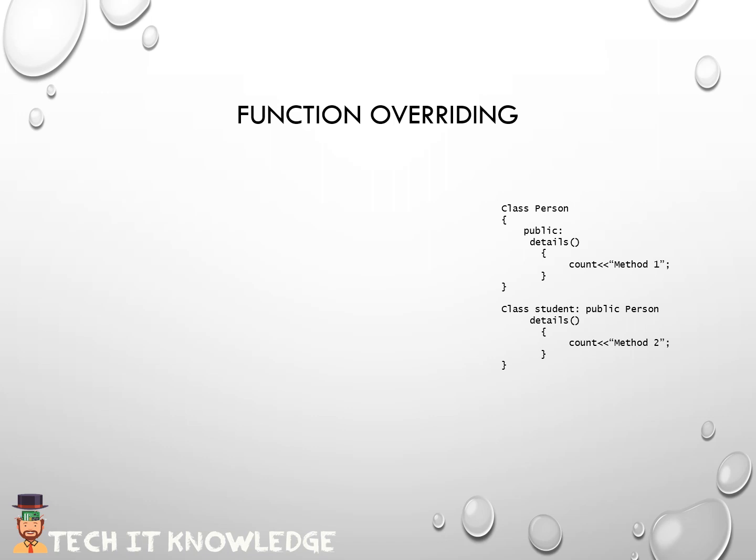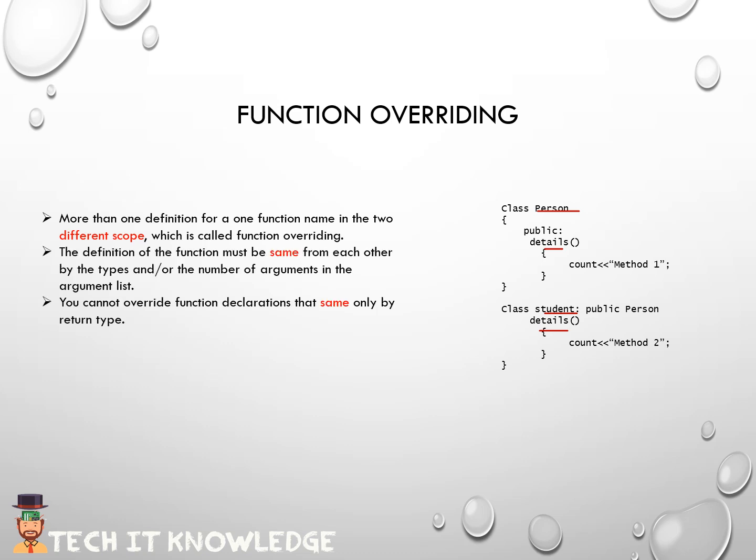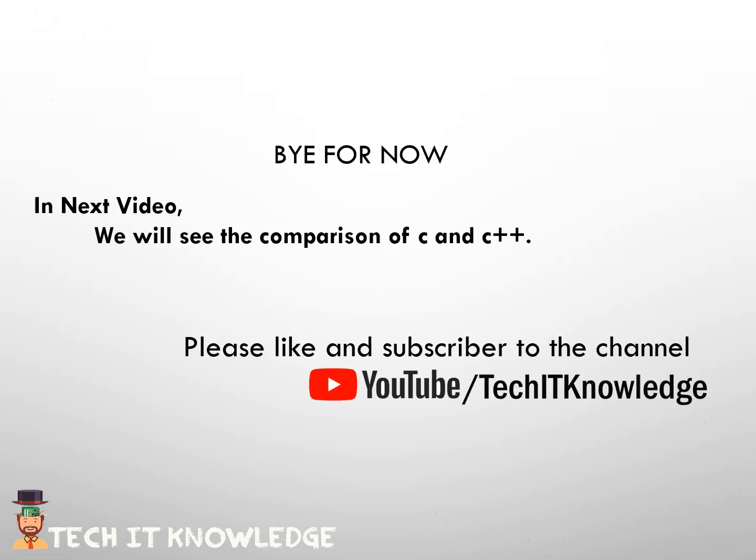Function overriding. So a function can be written twice, but not in the same scope. Here you can see class person and class student. These are two different scopes, and functions with the same name and the same arguments are there. In this case inheritance must be there. To override a function, the inheritance must exist. If you see, the class person is inherited by the class student publicly.